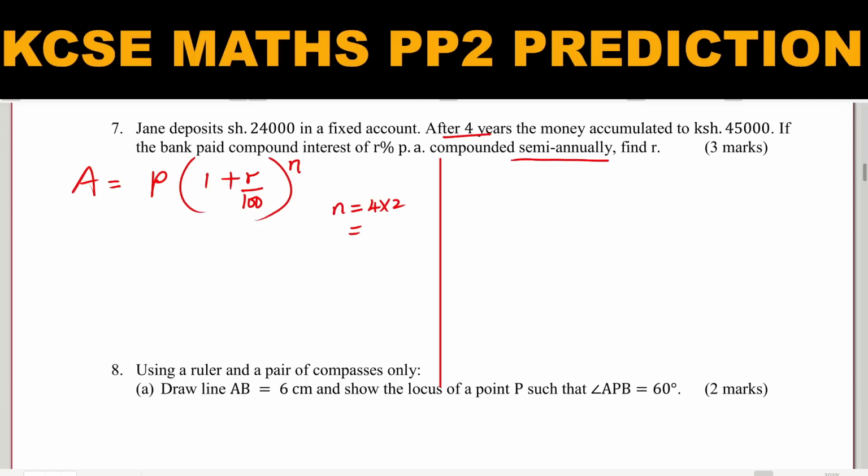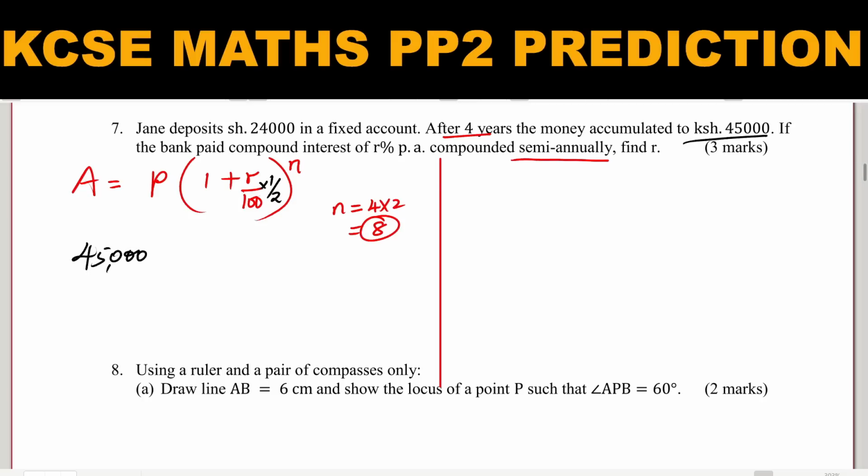So that means in 1 year there are 2 interest periods. So what about 4 years? There will be 8. So n will be 8. Then the rate, we have to multiply the rate by a half, because it is earned every semi-annually. That is every year twice. So once we do that, we can identify A. Accumulated amount is 45,000. So A is 45,000.